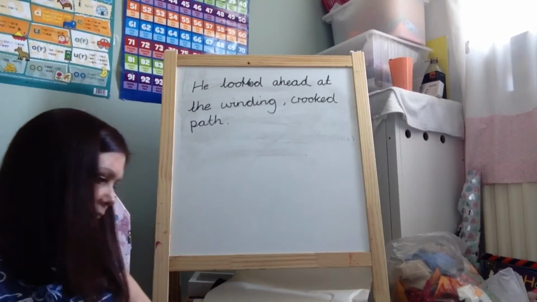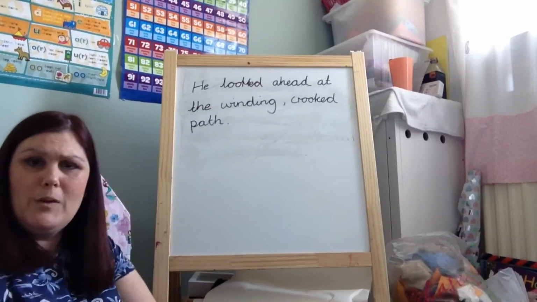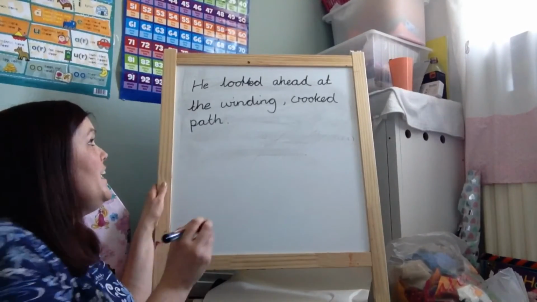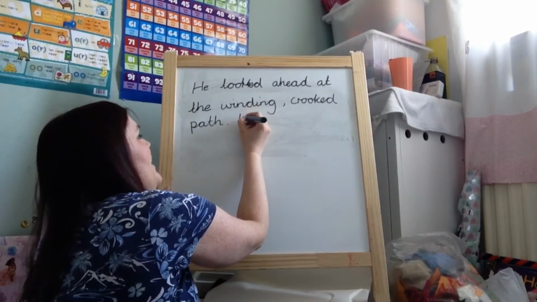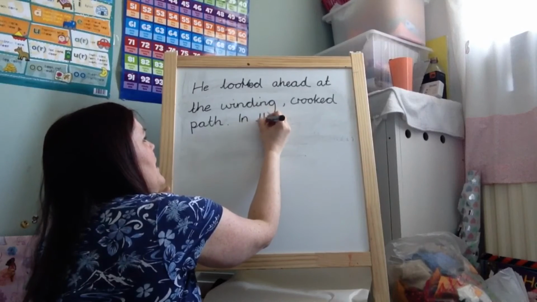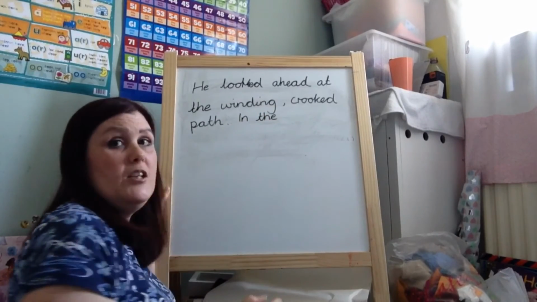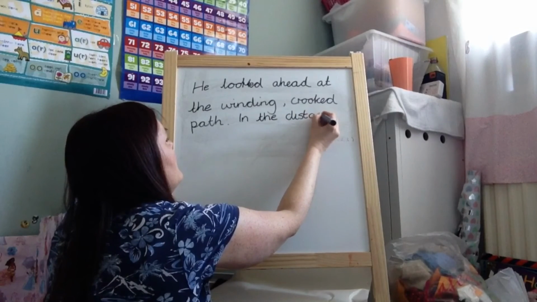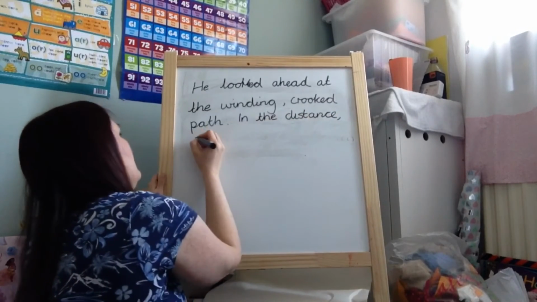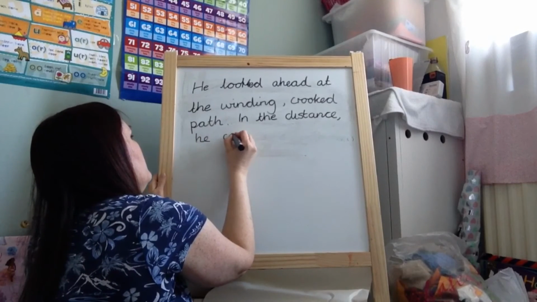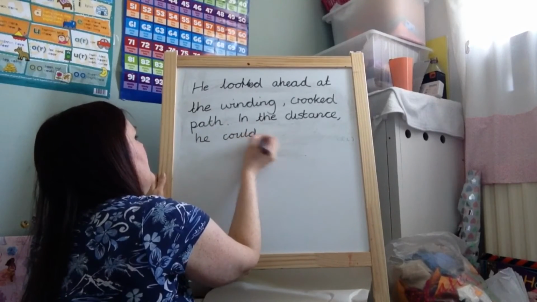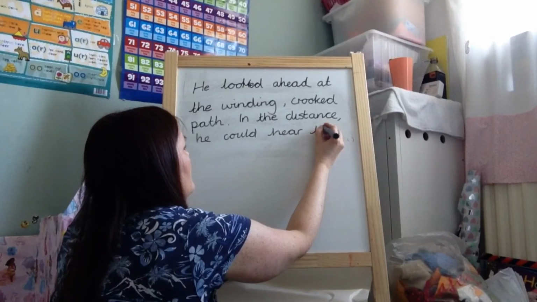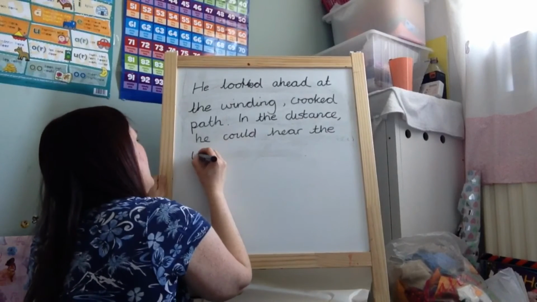So the next thing it says to look at is the wind. How would we describe the wind? We could describe the wind as whistling wind. So he could hear. What about in the distance? I always like that as an adverbial starter. It's a preposition, isn't it? In the distance, he could hear the whistling wind.